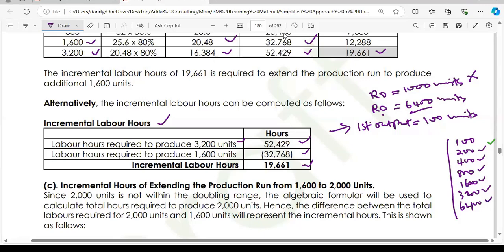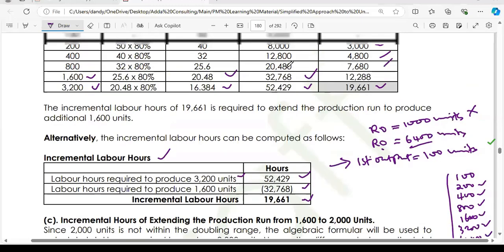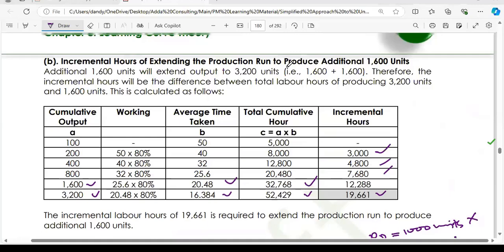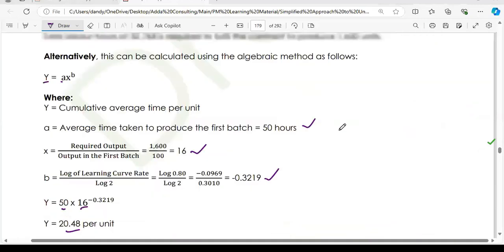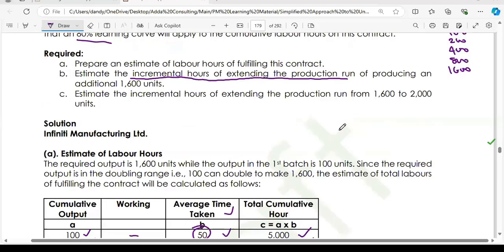Yes, Jide, Lola, you raised your hand, talk to me. Okay, sir. This requirement number B says that we should determine the incremental labor hour with additional 1,600. You've shown us how to use the first method to determine the total cumulative hour. Let's say we are now using the algebraic method. Can we also use the formula to determine the total cumulative hour? Yes, just go ahead.